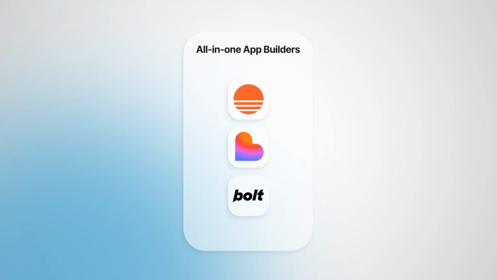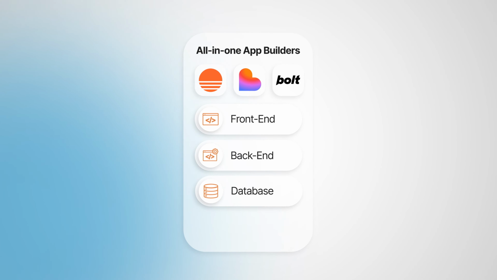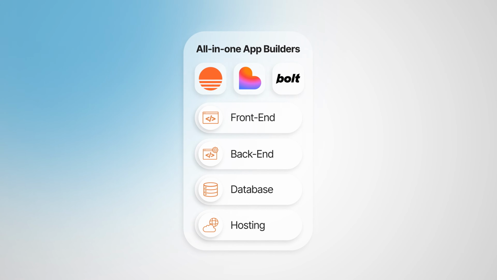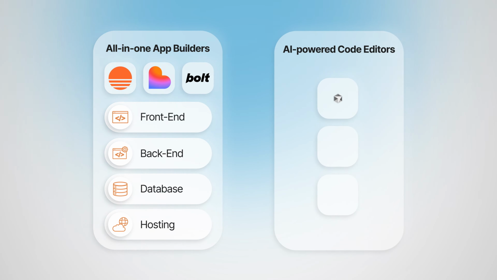You describe your app and they generate everything. The front end, the back end, the database, the hosting. You don't touch code, you don't set up servers, you just describe what you want, and the platform handles the rest. These are the most beginner-friendly option, and they're what most people think of when they hear the term vibe coding.